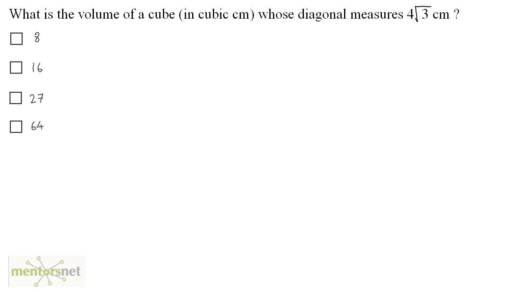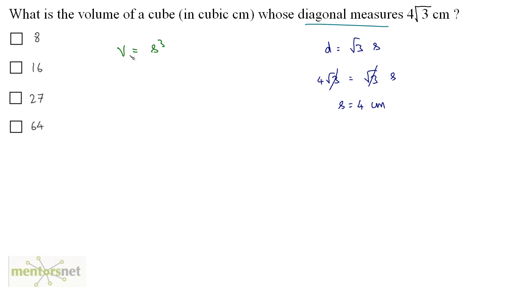What is the volume of a cube in cubic centimeters whose diagonal measures 4√3 centimeters? Well, the volume of a cube is equals to the cube of its side, right? But we don't have the side. We have the diagonal. Well, we can get the side from the diagonal. D is equals to √3 times the side of the cube. The diagonal's length is 4 times √3, and that is equals to √3 times S. This √3 and this √3 go out, so S is equals to 4 centimeter. So the side of this cube is 4 centimeters long.